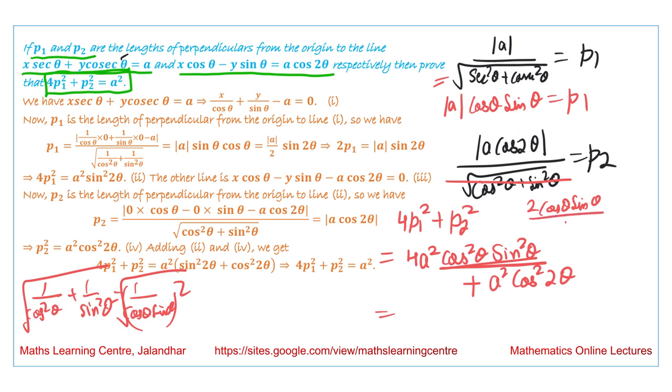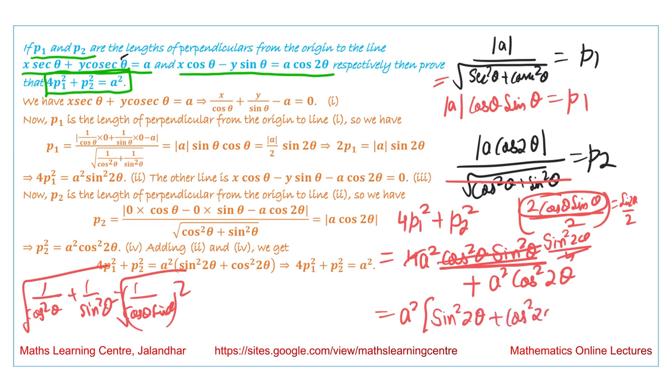If we multiply and divide it with 2, we get this numerator part, it is sine 2 theta by 2. So in place of this term we can write sine square 2 theta by 4. The 4 gets cancelled, A square is common, and we are left with sine square 2 theta plus cos square 2 theta. The sum of both these values comes out to be 1. The answer we get is equal to A square.